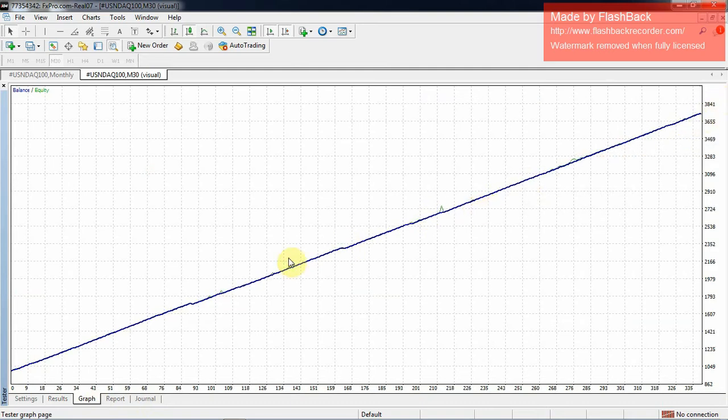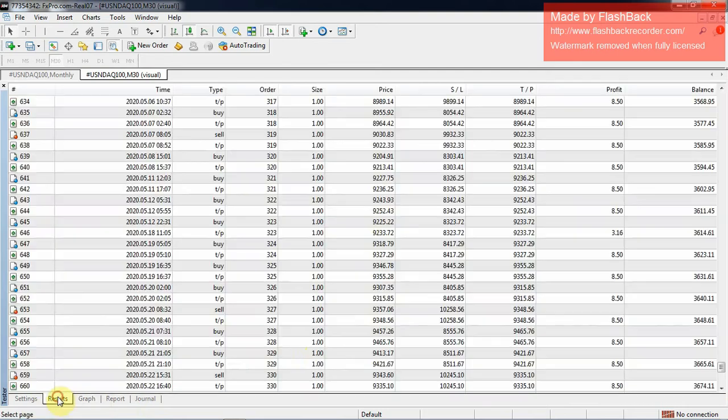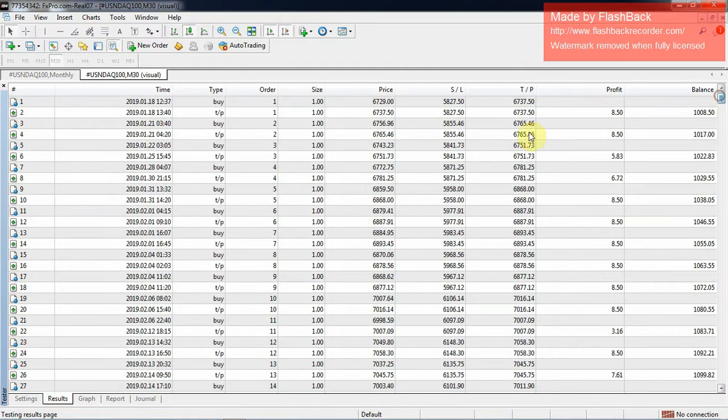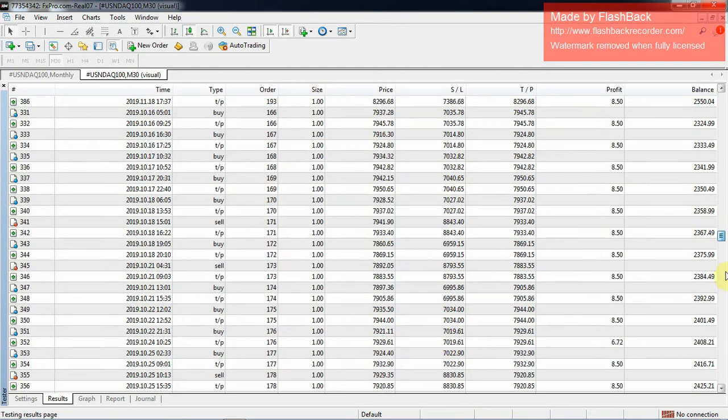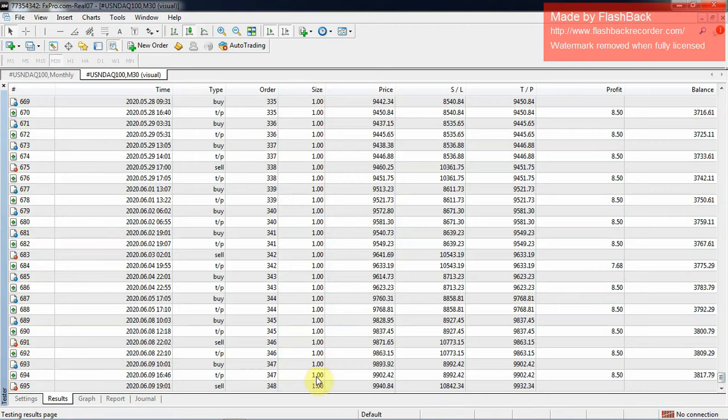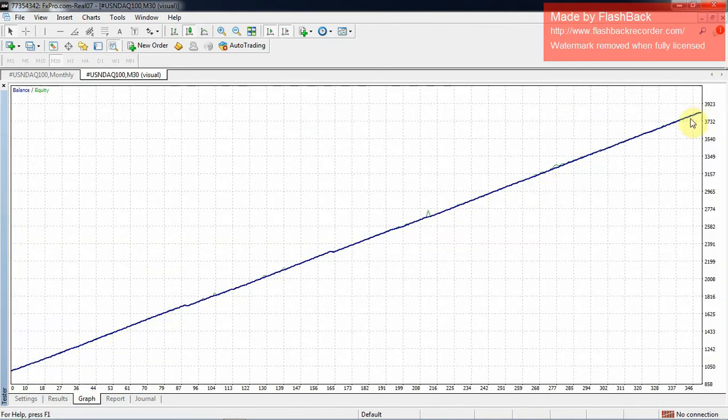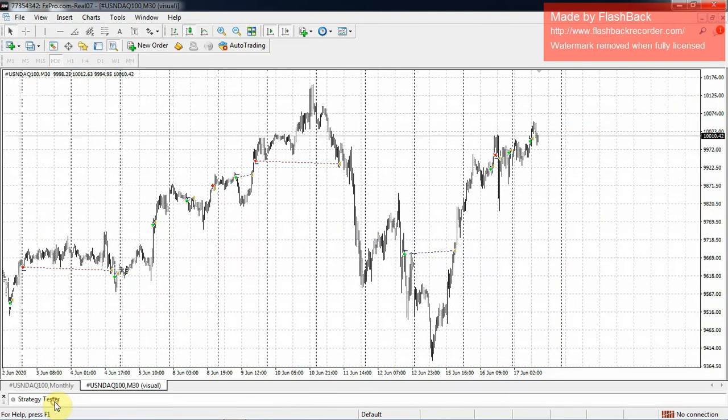It's fixed. That's the balance line there. It shows the number of trades on the x-axis, and on the y-axis it shows the profits and the balance. Okay, so fixed lot size from 2019, we are now in June of 2020. In real time, we could have made more money than this because the lot size here is fixed. It cannot be increased.